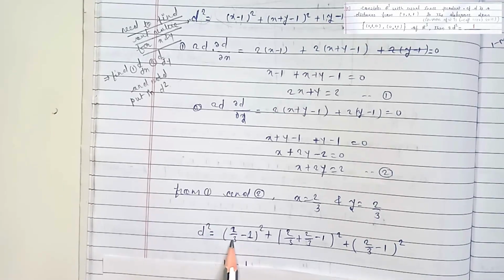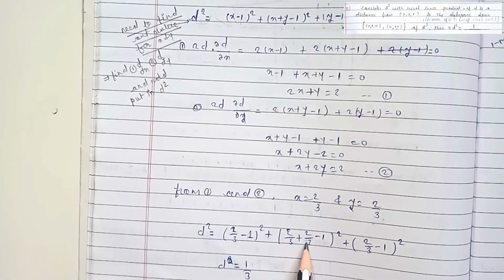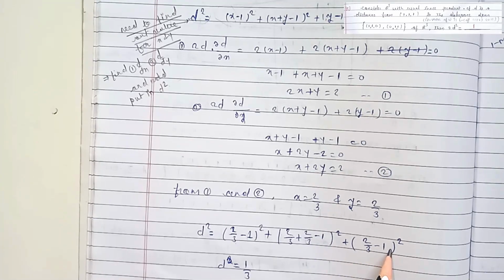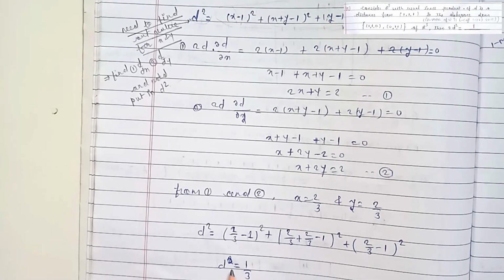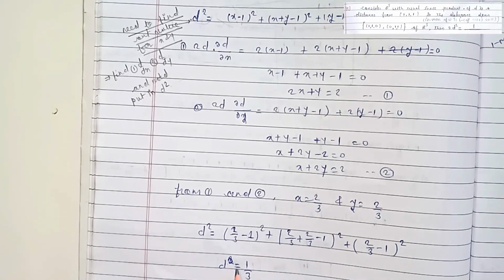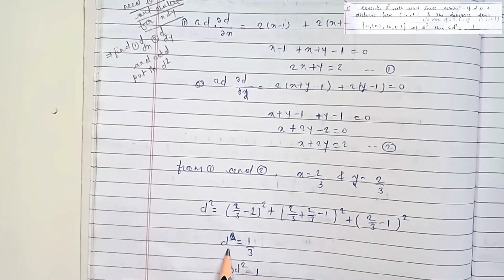So 2 by 3 minus 1 is (2 minus 3) upon 3, so negative 1 by 3, bracket square, plus 2 by 3 plus 2 by 3, that is 4 by 3 minus 1, bracket square, and 2 by 3 minus 1, bracket square. After solving you will get the value for d square, which is 1 by 3. If you solve this further, d square is 1 by 3.